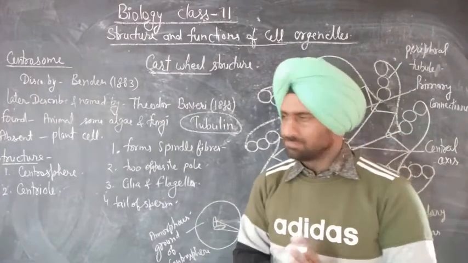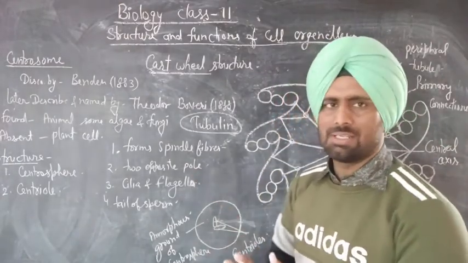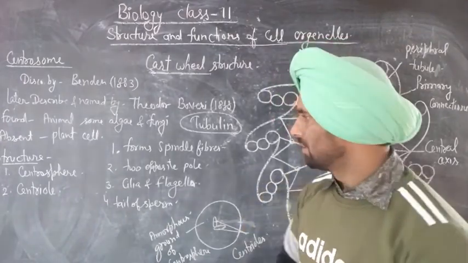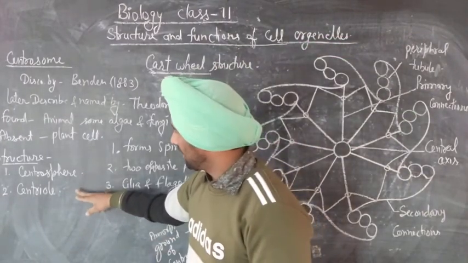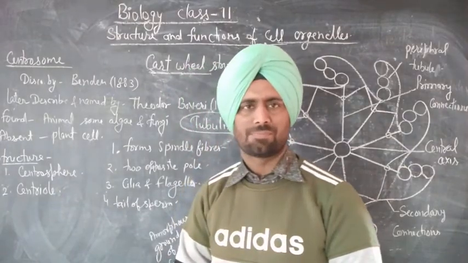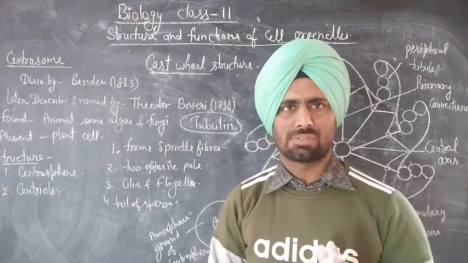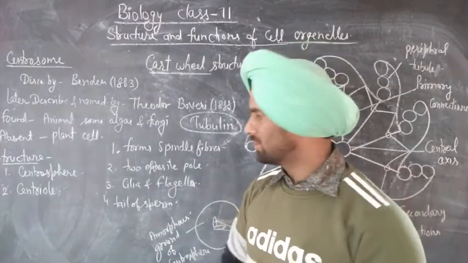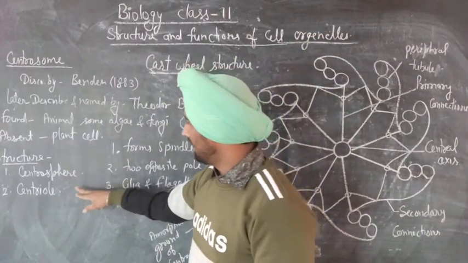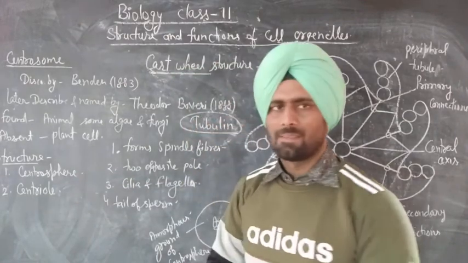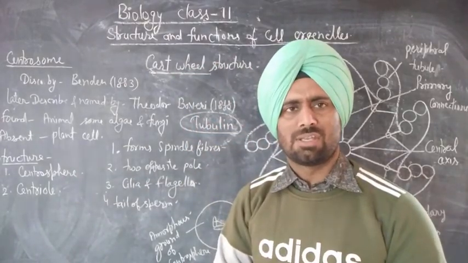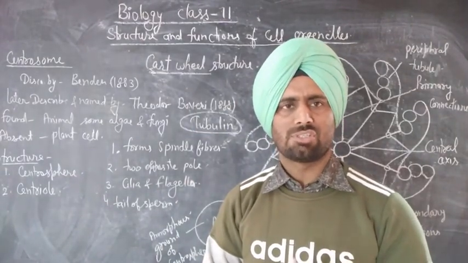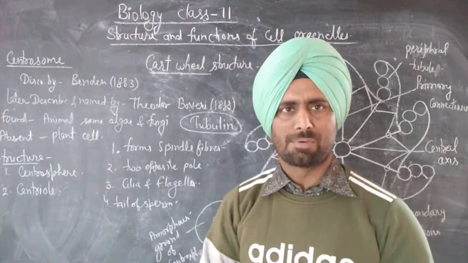Centrosome structurally consists of two parts, centrosphere and centriole. Centrosphere is an amorphous ground substance which is mainly made up of tubulin protein.